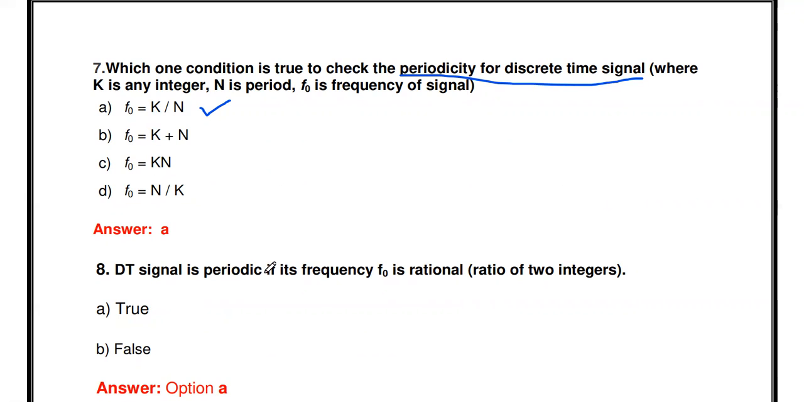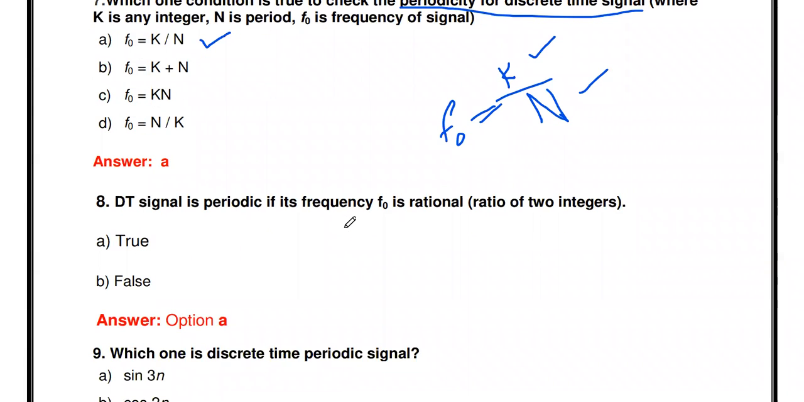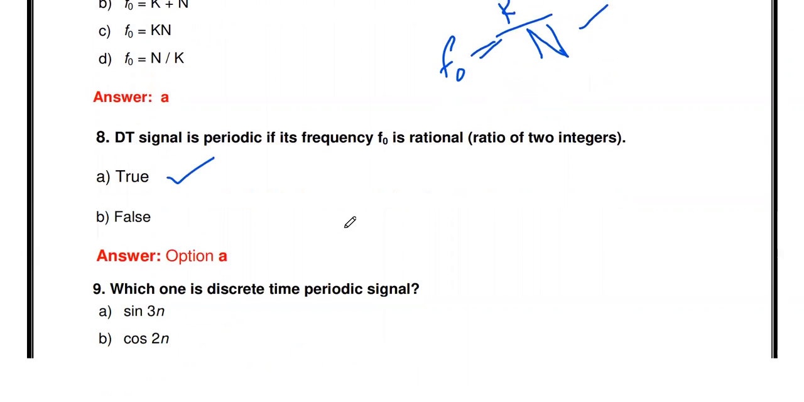So a discrete time signal is periodic means its frequency f naught is nothing but a rational number, that is, a ratio of two integers, k divided by n. This is the condition to check the periodicity of a discrete signal. Whenever k and n are a ratio of two integers, only at that time the discrete time signal is periodic. So the statement is correct or not? True only. So the option A.